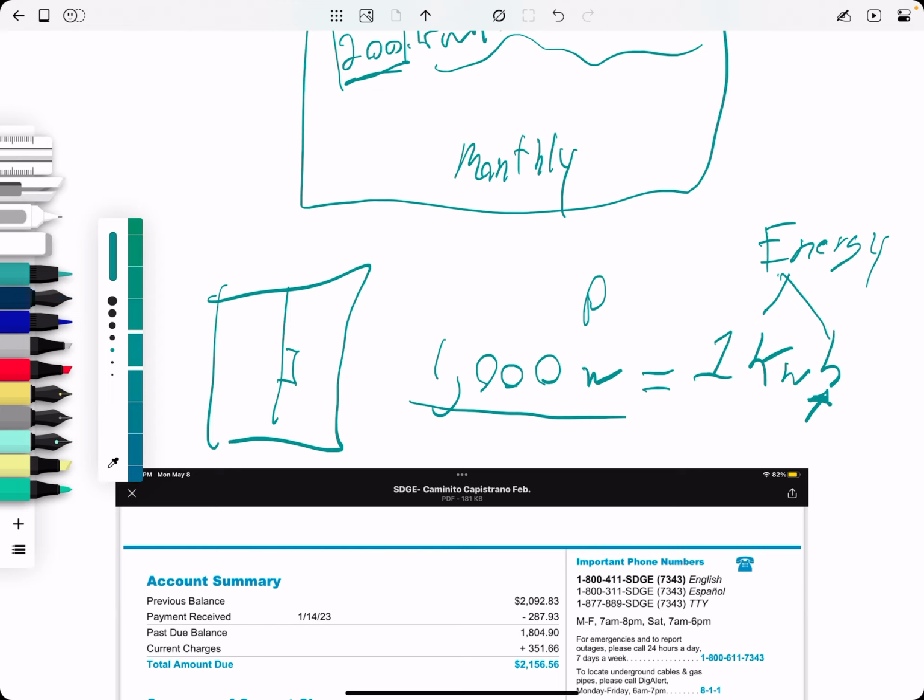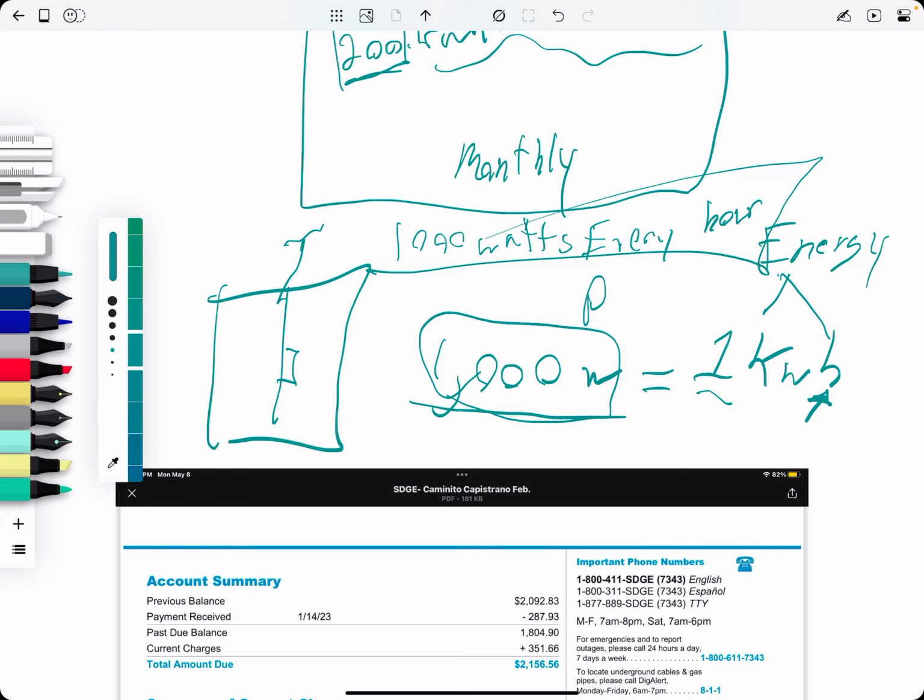So you have power and then you have energy. So this refrigerator uses 1,000 watts. Now the energy it's using is 1 kilowatt an hour. The way we find that out is 1,000 watts converted to a kilo. It's one. That means it's using 1,000 watts every single hour. Every hour, right?